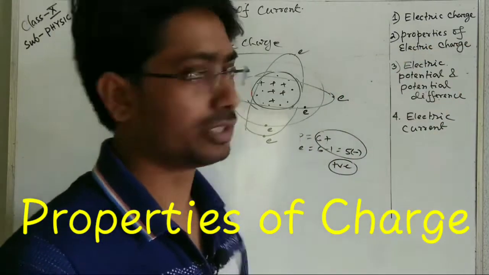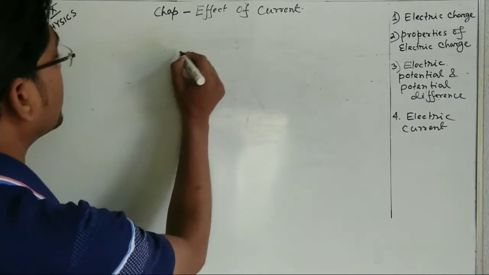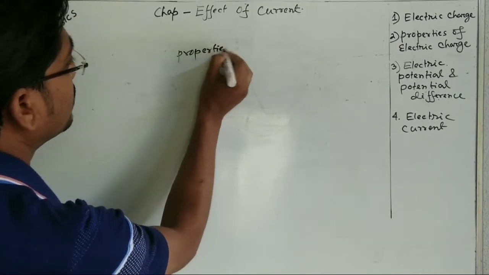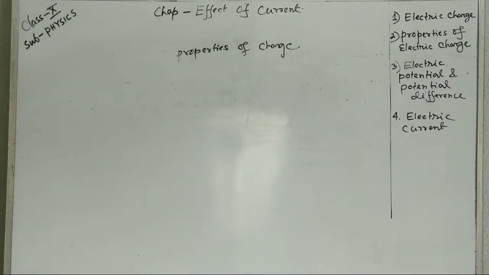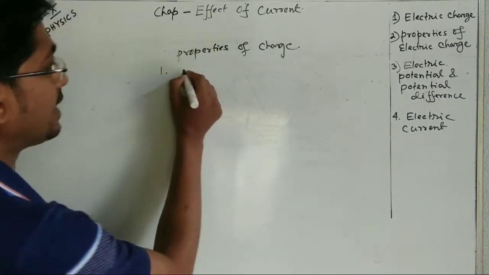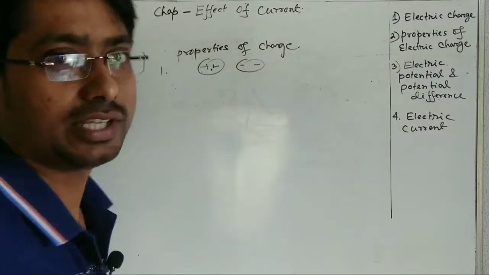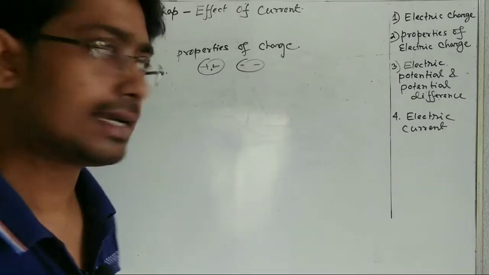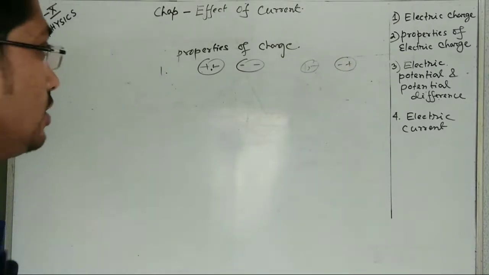Now go to the properties of charge. What are the properties of charge? First of all, same charges, positive with positive or negative with negative, repel each other. And opposite charges attract each other: positive and negative attract, negative and positive attract. This is the first property.